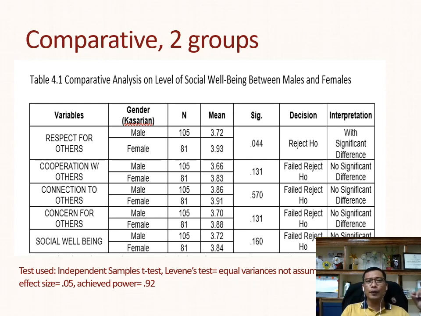with regards to the level of social well-being in terms of respect for others, males versus females vary significantly. Whereas the rest, males and females, basically have similar levels of social well-being in terms of cooperation, connection, concern, and the general social well-being. That's how you try to make an interpretation of the results.